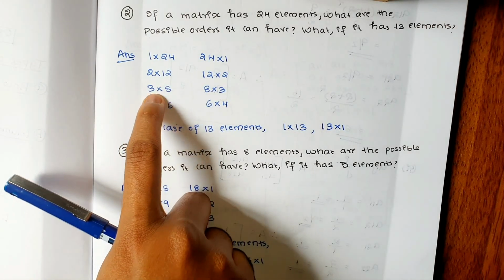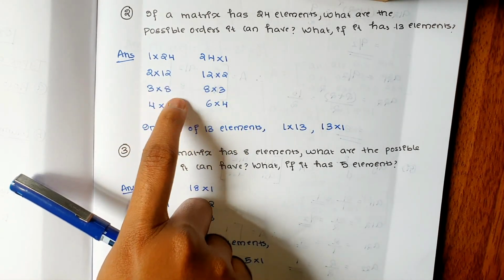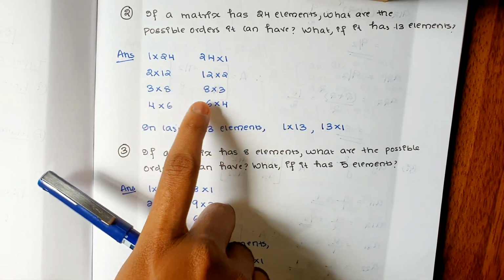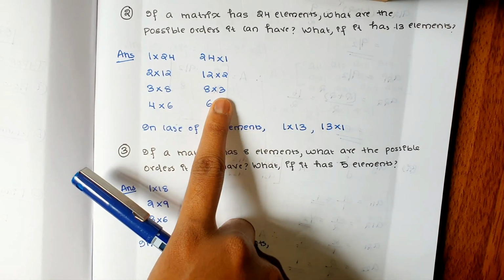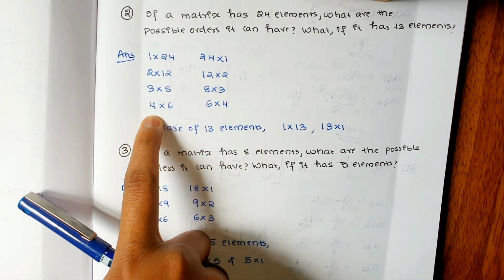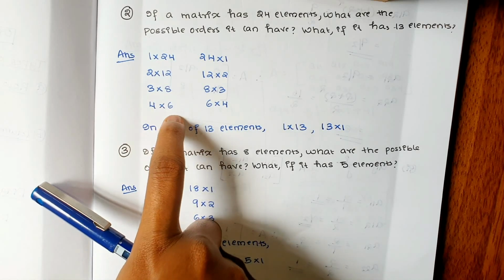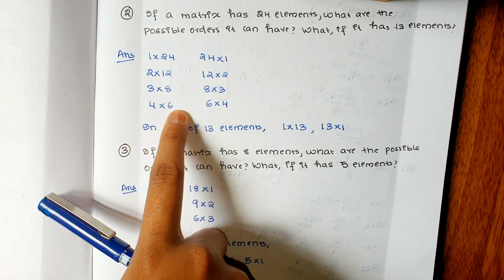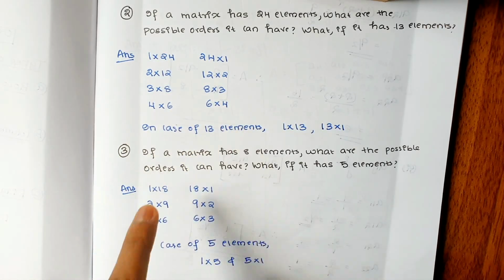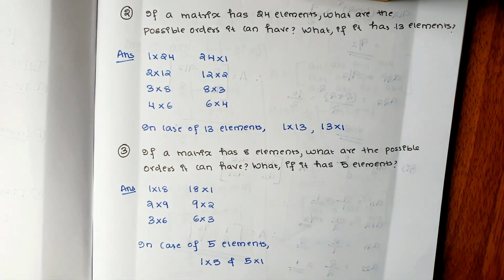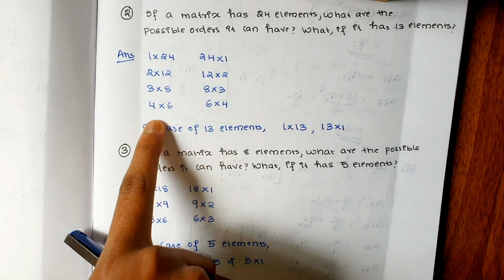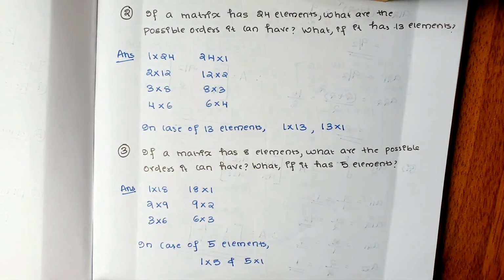Next, I am taking 3. 3 into what is 24? 3 into 8, and next reverse, 8 into 3. Okay, next I am taking 4. 4 by 6. 6 4s are 24. Okay, I am getting 24. 6 into 4. If I am taking 7, I can't get 24. So, these are the possible orders.